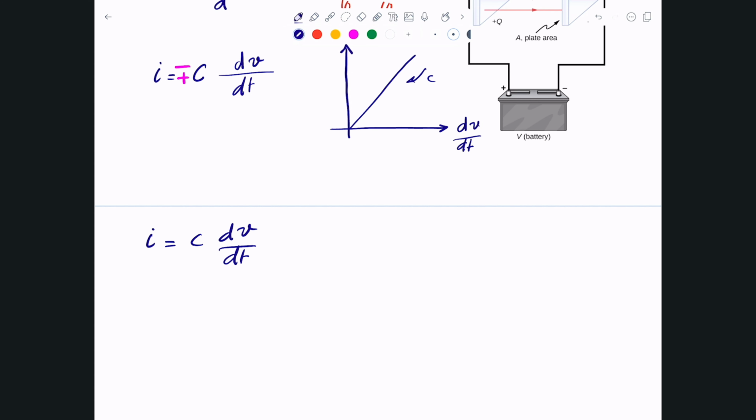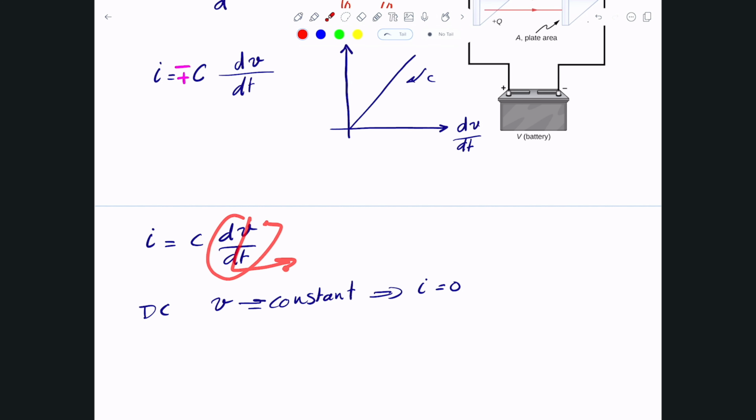The first one is that in DC circuits, v is constant. DC, direct current, circuits have a voltage that is 5 volts, 10 volts, whatever it is, it's a constant. So if we put this concept in here, the derivative of a constant is 0. That means i is 0. In cases where we put a capacitor in a DC circuit where the voltage does not change with time, dv divided by dt is 0, because the derivative of a constant is 0. That means i will be 0.